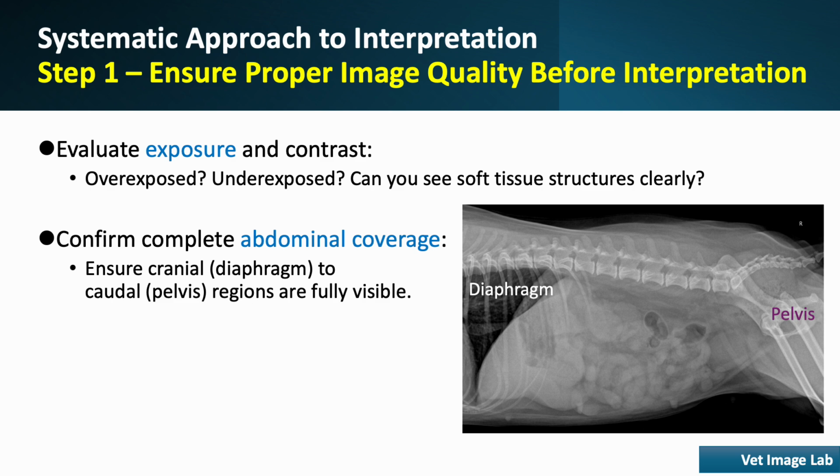Finally, we need to confirm that the entire abdomen is included in the image. A good radiograph should show everything, from the diaphragm to the pelvis. If part of the abdomen is cut off, we might miss an important finding. So remember, before you even start interpreting a radiograph, check the positioning, exposure, and field of view. A high-quality image is the first step to an accurate diagnosis.